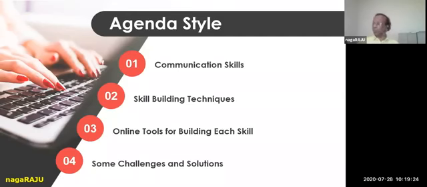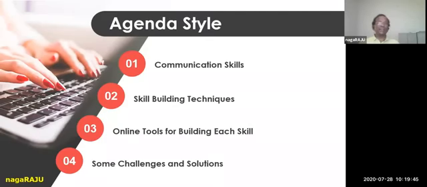Okay, item 2 that I'd like to focus on today is skill building techniques. So if we realize what skills our students need, what skills we need, there must be some techniques of equipping ourselves with those skills. What are those skills that we can build?